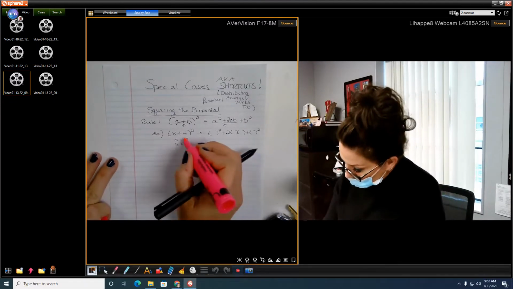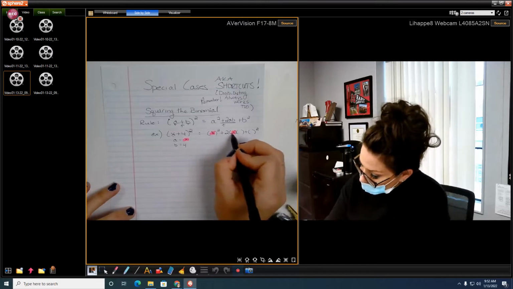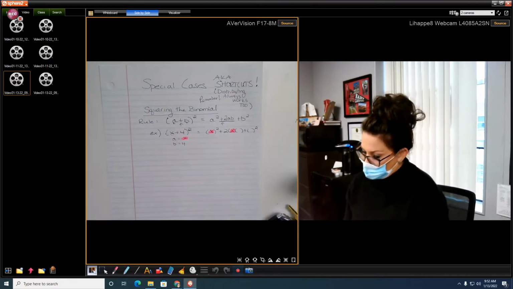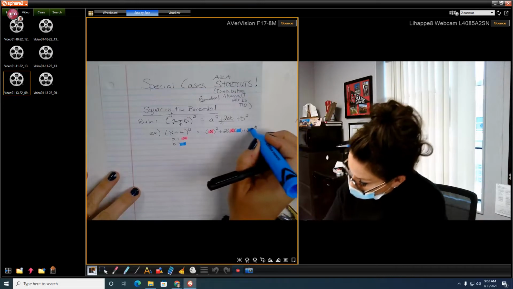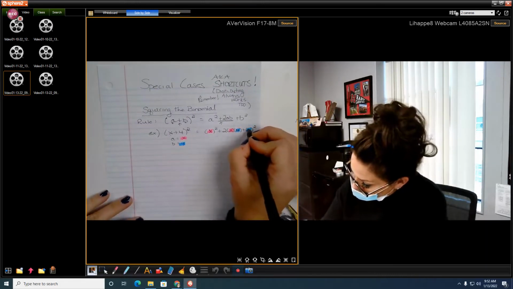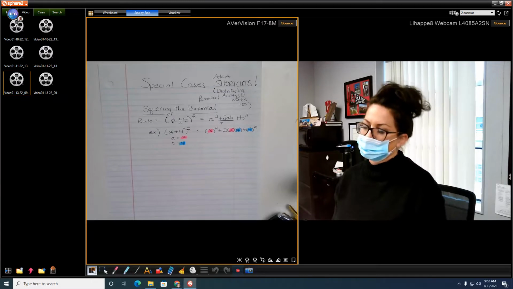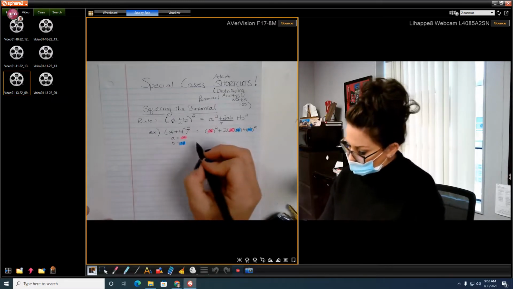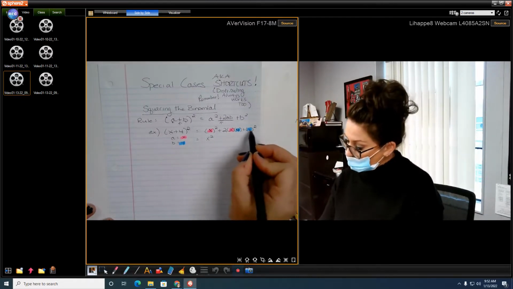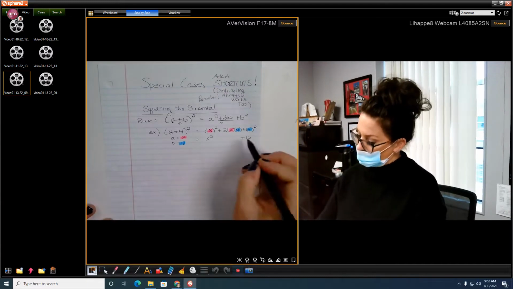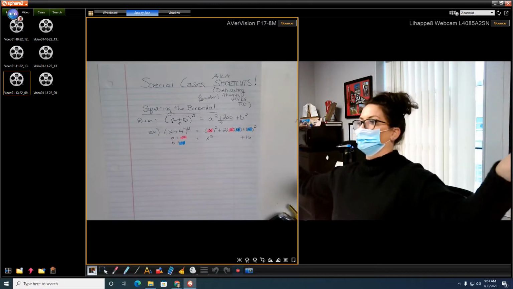So plug in. The A is X, so I'm going to plug in the A back into the pattern, and I'm going to plug my B back in. So my final answer is A squared is the X squared. The B squared is positive 16. That's basically your F and your L. It's your first and your last.